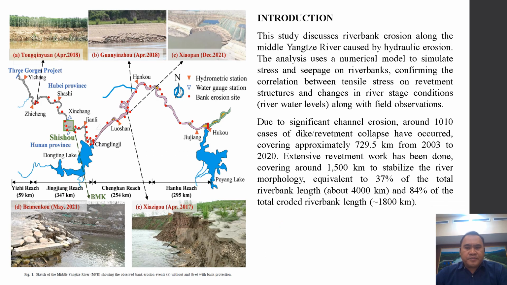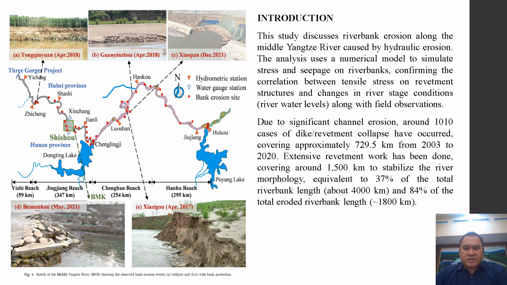Okay, so this study discusses riverbank erosion along the middle Yangtze River caused by hydraulic erosion. The analysis uses a numerical model to simulate stress and seepage on riverbanks, confirming the correlation between tensile stress on revetment structures and changes in river stage conditions, along with field observation.